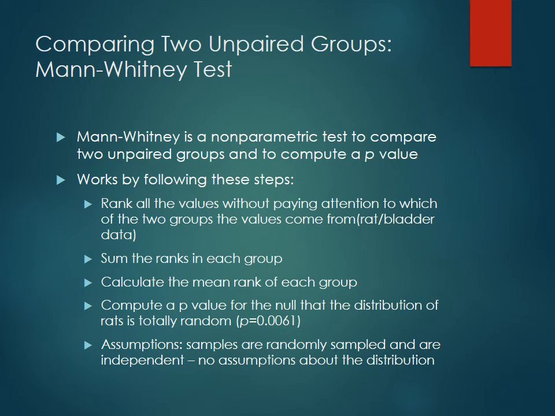And so here, when they did the p-value, they ended up coming up with 0.0061, showing there was a statistically significant difference between the ranks of the old rats versus the young rats. Again, the samples here need to be randomly sampled and independent, but we're not making any assumption about their distribution, so we don't need them to be normally distributed.